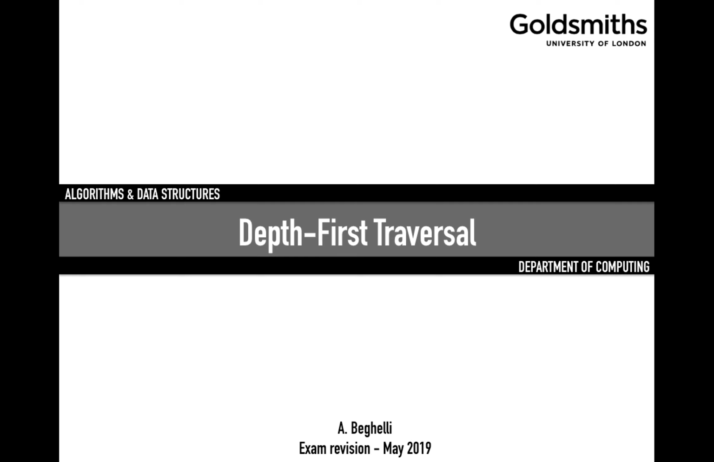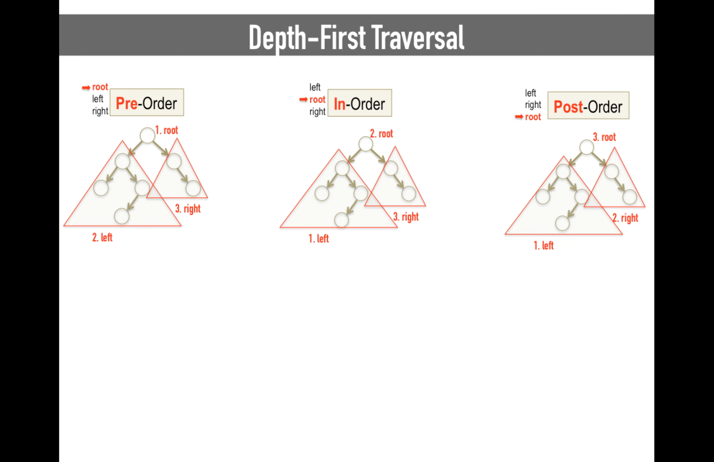Hi everyone. Let's understand now the methods to traverse the tree in the vertical direction. If you remember from the first video, there are three ways of traversing the tree in the vertical dimension. They are called pre-order, in-order, post-order. And the names have to do with the position of the root in the traversal.